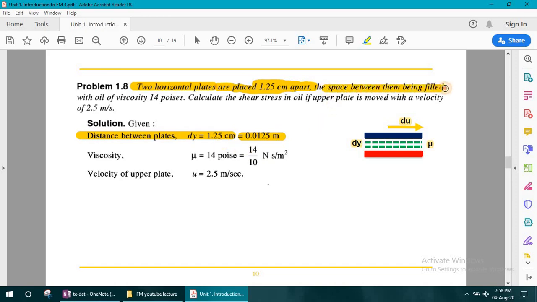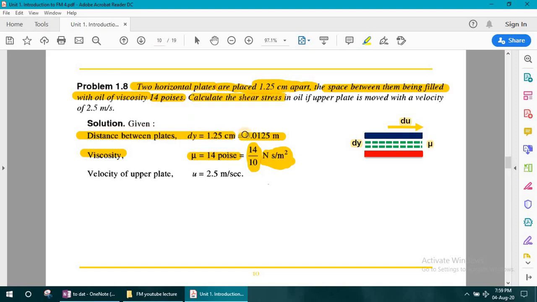The space between them is filled with oil. See, the dotted line shows that the distance between these two plates is filled with oil. Here viscosity is given. Again I told you that if you want to convert the viscosity from poise into Newton second per meter square, we have to divide by 10. So convert this poise by dividing by 10. So 14 divided by 10 is your Newton second per meter square. This is your viscosity. Now we have to calculate the shear stress.